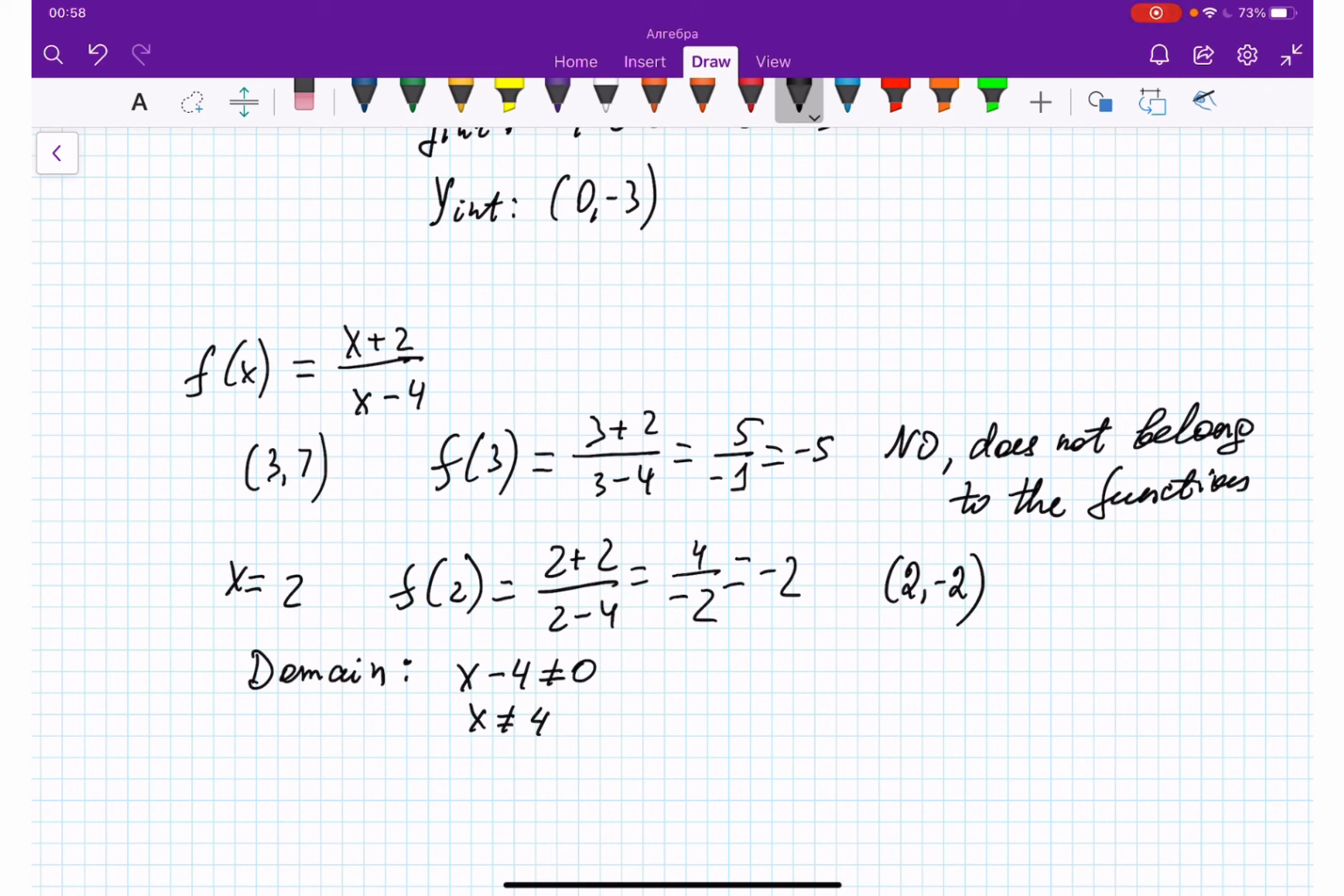So it's going to be from negative infinity to 4. 4 is not included because it cannot be, and that's the whole reason we are writing it like that. And it's going to be 4 to positive infinity. This sign we read as an OR, guys. Okay?